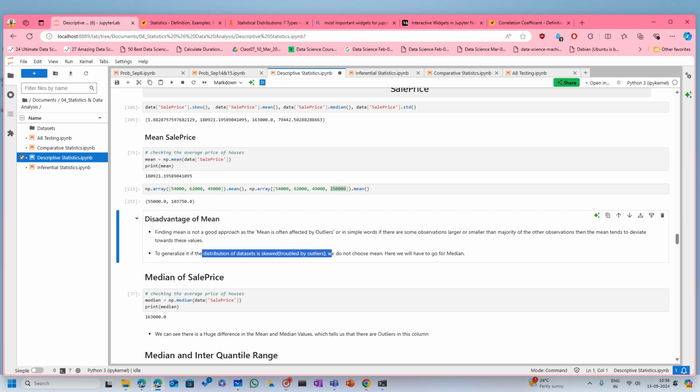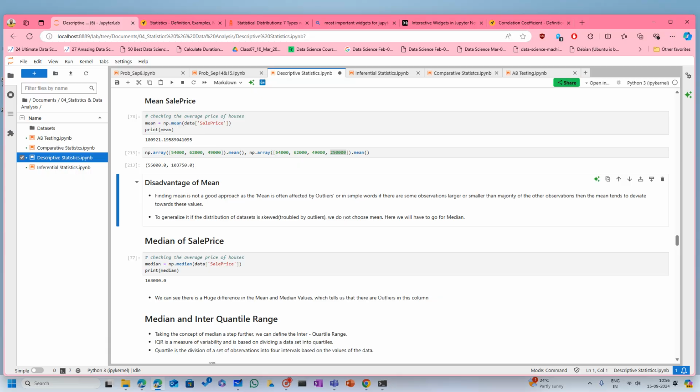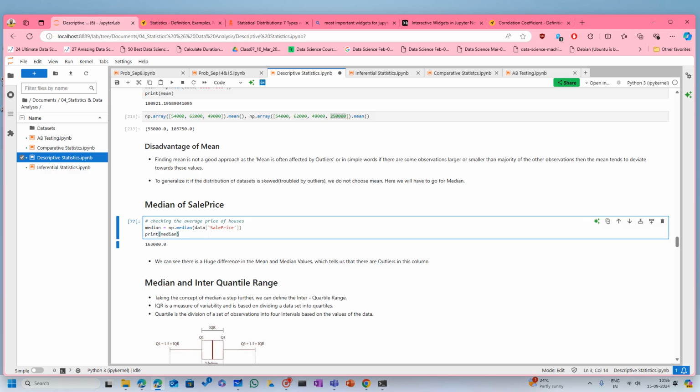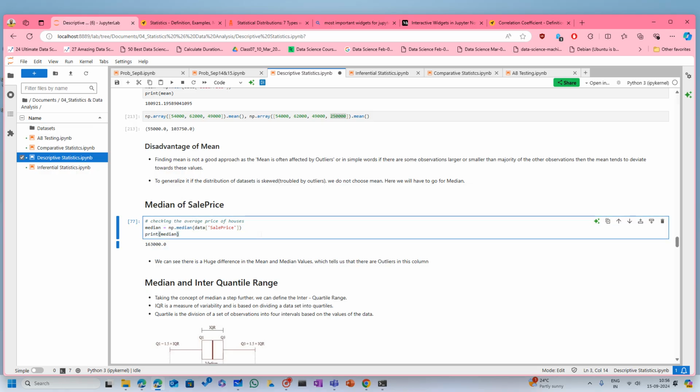If there is a skewness like what we saw above, 1.88 skewness, then we don't choose mean as a good measure, but we rather go for the median value of the sale price. Here we are considering median, so that also you can calculate, 1,63,000. These are all the steps you have to do in your analysis.